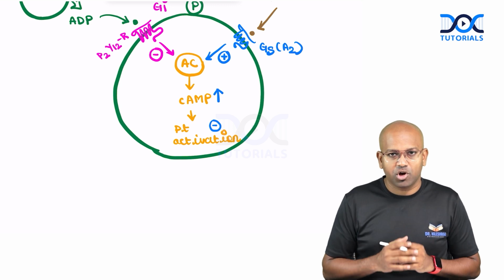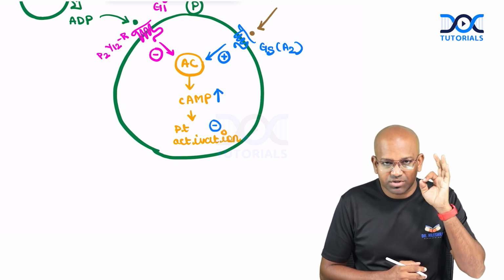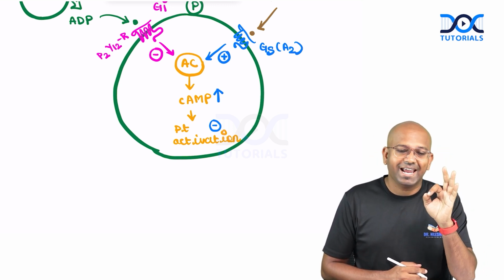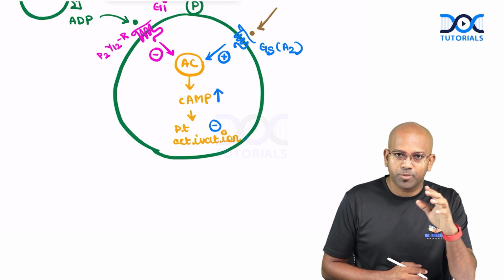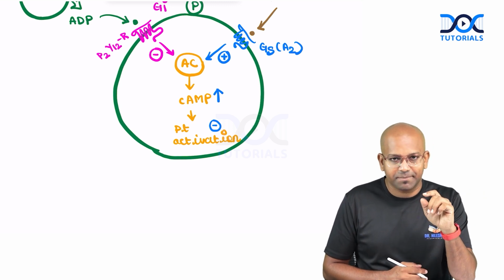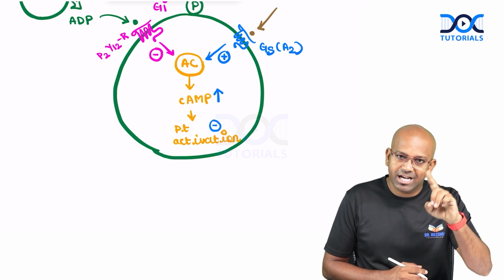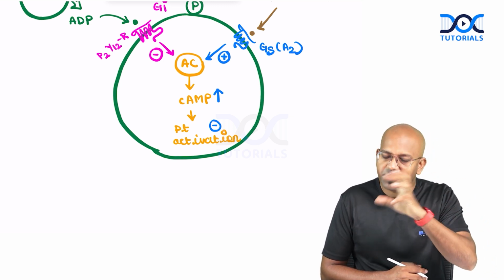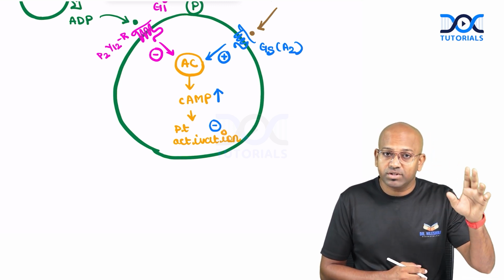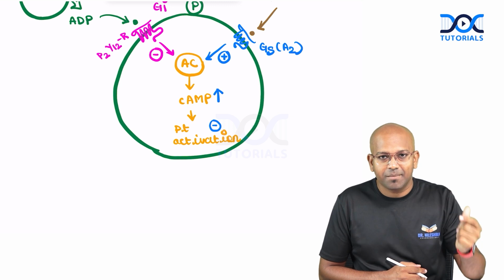For prevention of clot, adenosine is good and ADP is bad. I hope you can understand what I'm saying. I will repeat that statement. For prevention of clot, adenosine is good and ADP is bad, because adenosine will prevent the platelet activation, whereas on the other hand, ADP will stimulate platelet activation.